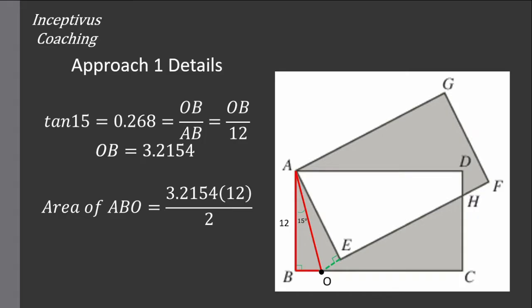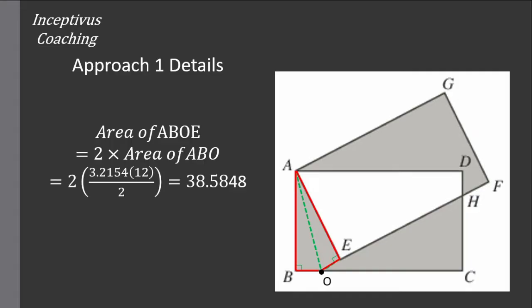Now you have the base of the triangle, which is OB, you have the height, which is AB, then you can calculate the area of ABO as base times height over 2. If you want the area of the quadrilateral ABOE, just multiply that triangle by 2, so you have the area of the quadrilateral ABOE as 38.5848. I'm keeping this many decimal places because the answer requires you to be accurate to 2 decimal places.